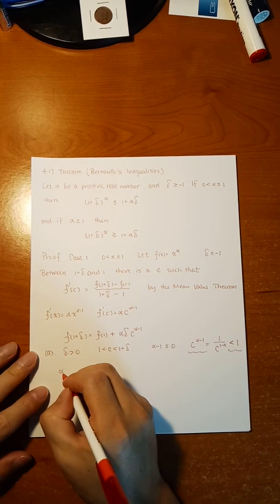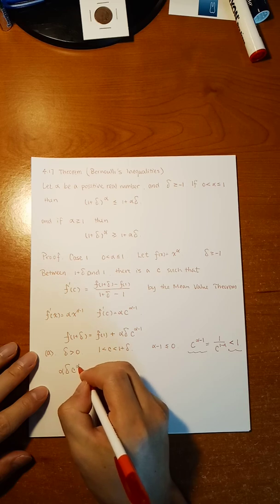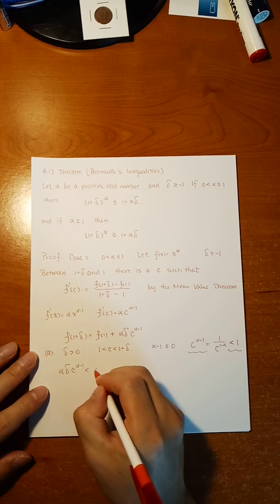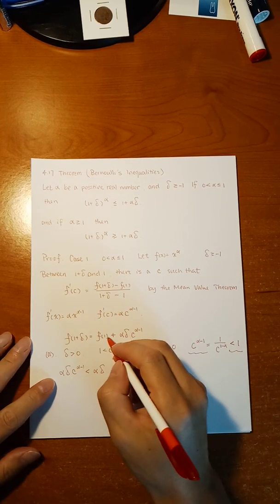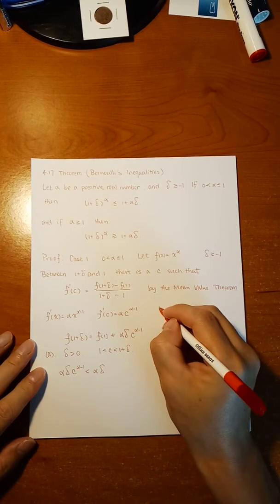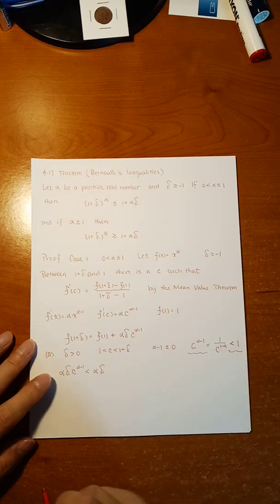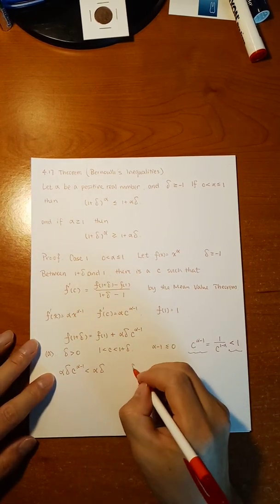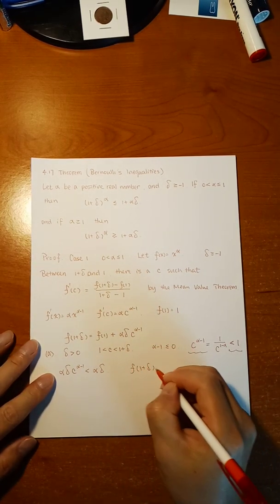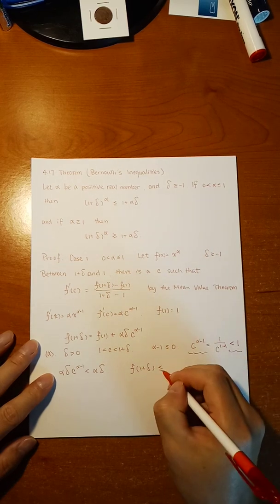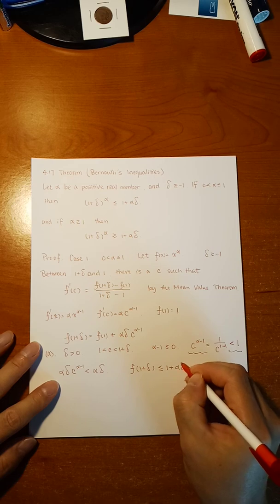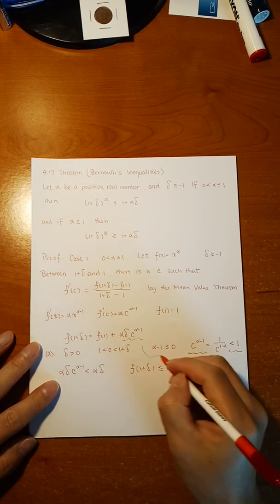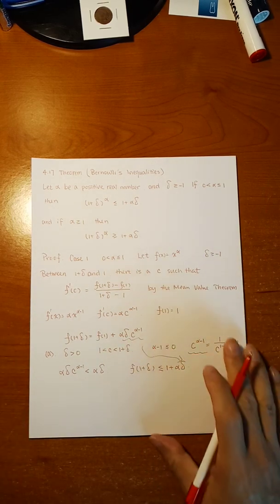We get alpha delta c to alpha minus 1 less than alpha times delta. And then we add f of 1. f of 1 is 1. So we get f of 1 plus delta is less than or equal to 1 plus alpha delta.